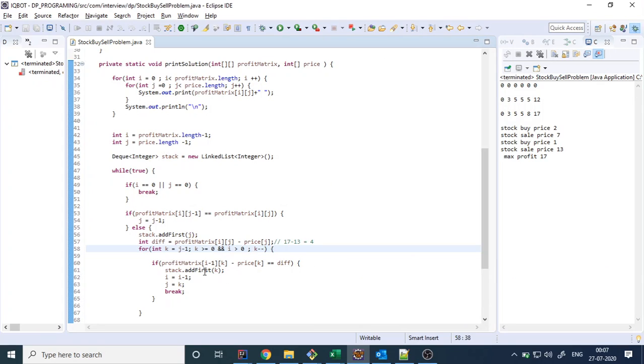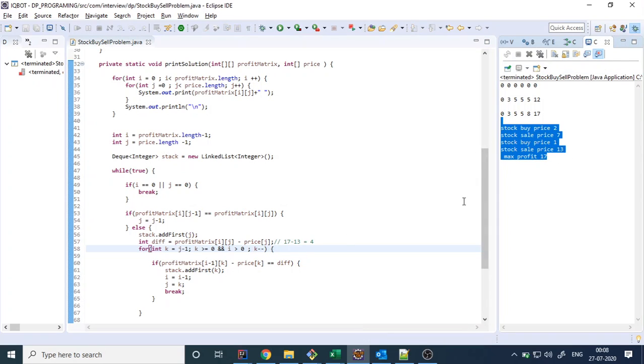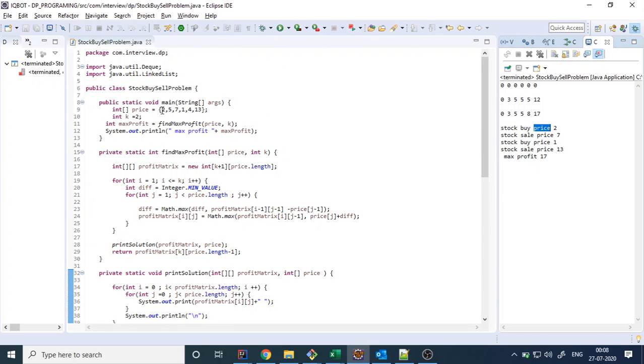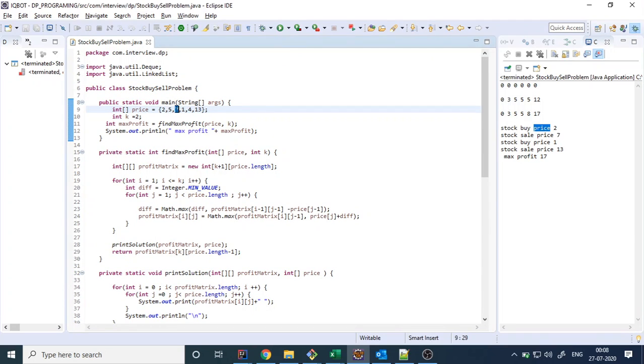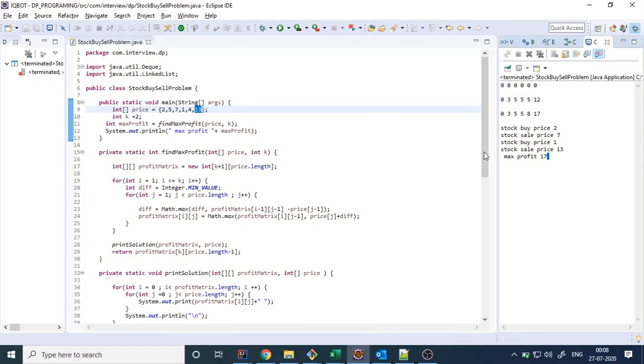So actually there was a condition there. Okay, so this is the actual profit and loss. If you see, first we are buying at the price 2, then selling at 7, then purchasing at the price 1, and then selling at 13. Like that, max profit equals 70.